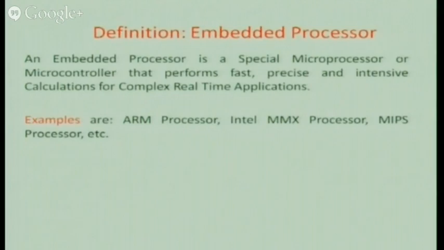Some students may confuse the MIPS processor with MIPS speed. In that case, MIPS provides a million instructions per second. That is the execution of instructions, million instructions per second, which denotes the speed of that processor. But here, for the embedded processor, MIPS stands for microprocessor without interlocked pipeline structure.